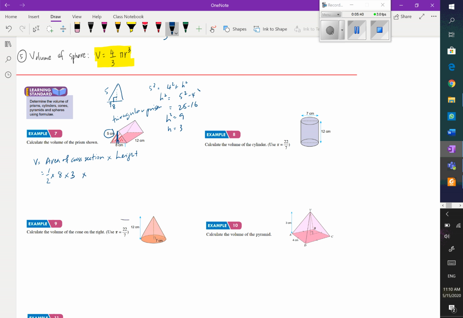Darab dengan tinggi of your prism. Tinggi prism yang ini 12. So 12. So simplify. So calculator you akan dapat 144 cm cube. Ingat volume kita guna cube, 3 dimension. Okay, next example.